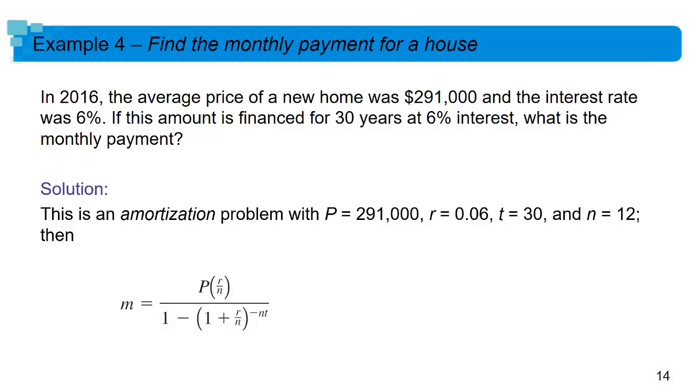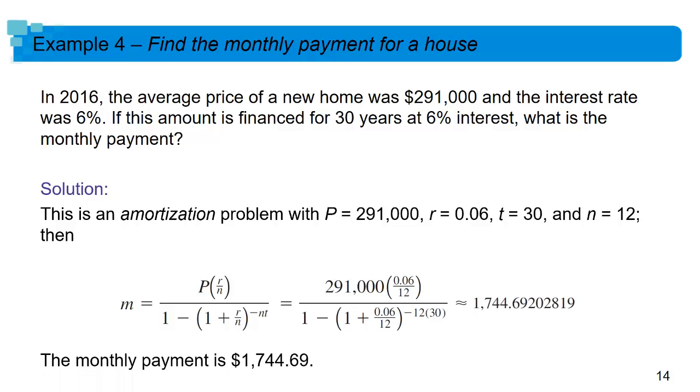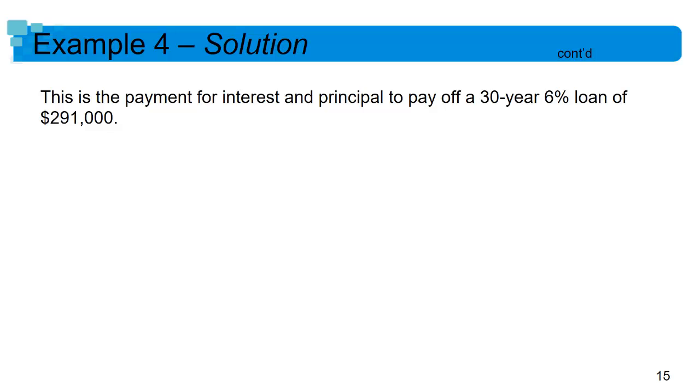Simple enough. Plug everything in, right? $291,000 for your P. You've got your R of 0.06. You've got your N of 12. You've got your T of 30 because you're doing it for 30 years. Plug all that stuff in. Hopefully you have a good calculator because these things are not easy to do without one. And you see your monthly payment is almost $17.45. So if you need to pay off that loan, that's how much you pay.